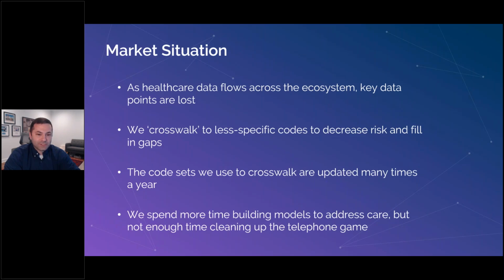And as organizations take efforts to help crosswalk these data sets, they become less specific over time in an effort to decrease risk and to fill in those gaps. Organizations do this all the time. A lot of times they can't take into consideration the context of the clinical vernacular or might not have the experience to do so. So to alleviate risk, they will go less specific in many of these use cases.